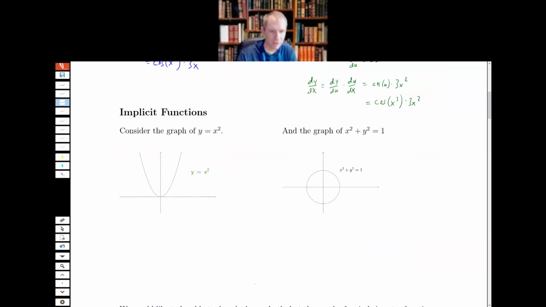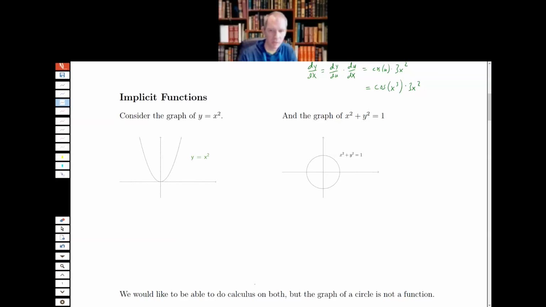Now let's talk about implicit functions. What we have here is a comparison of two different graphs.